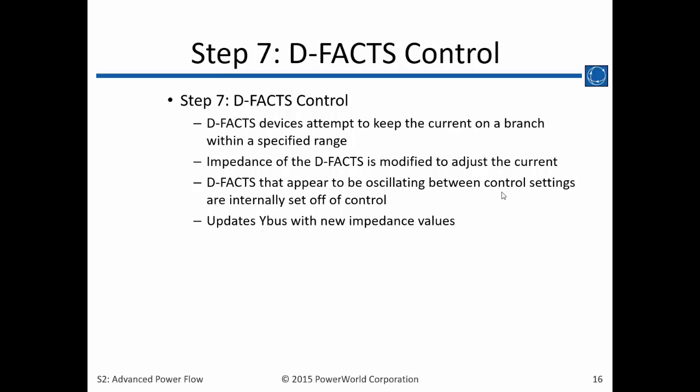And then the last step is step 7, which is DFACs, or distributed FACTS control devices. They attempt to keep the current on a branch within a specified range. The impedance of DFACs is modified to adjust the current. If the DFACs appears to be oscillating between control settings, then they are turned off of control, and the Y bus is updated with the new impedance values if the DFACs are adjusted.